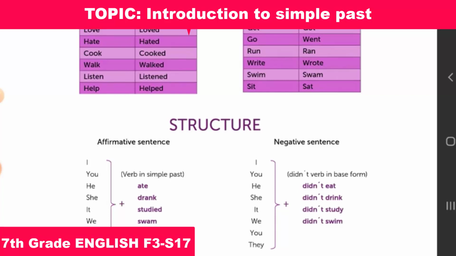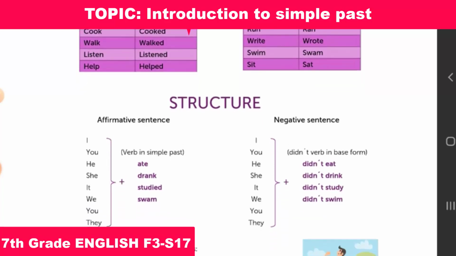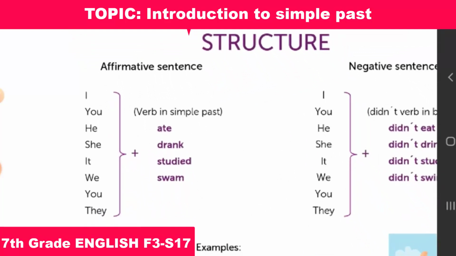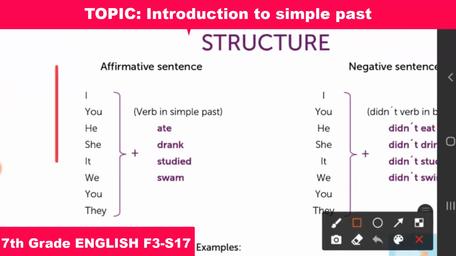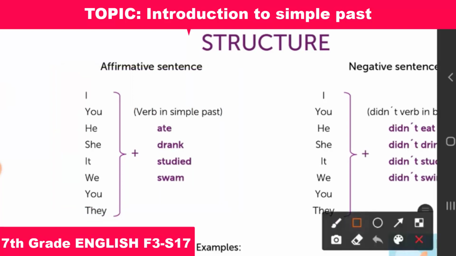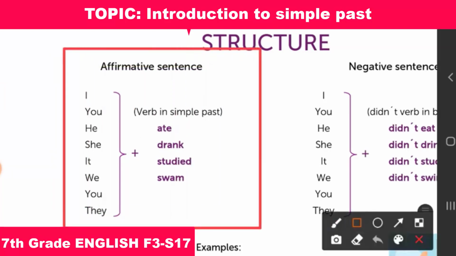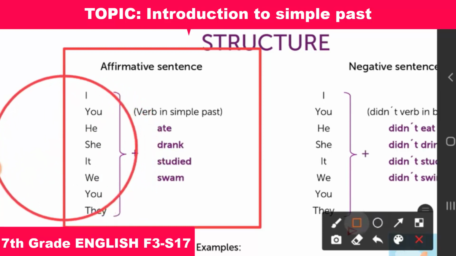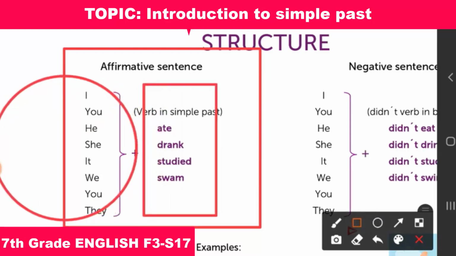Okay? How do we write sentences in the past? ¿Cómo escribimos oraciones in the past in English? Okay? If it is an affirmative sentence, si es una oración afirmativa, you start by writing the pronoun and the verb in the past, okay? Empiezas escribiendo el pronombre, puede ser cualquiera de estos, y luego añades el verbo en el pasado, ¿ok? Puede ser cualquiera de los que hemos visto arriba.